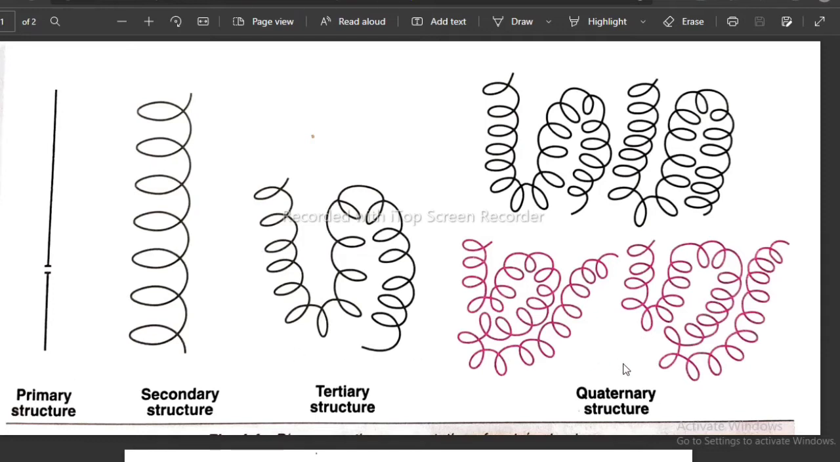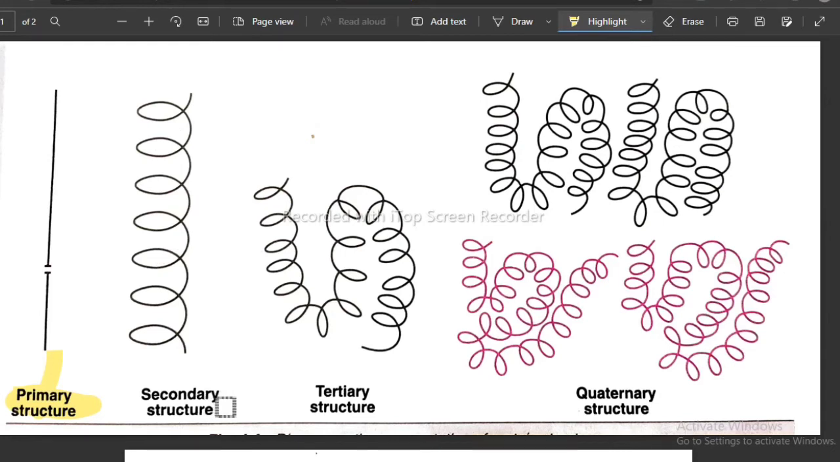So let's see the very first structure. As you can see, these are the structures of protein. First is the primary structure, that is the linear structure. It is also called the linear sequence of amino acid residues in a polypeptide chain. So this is the primary structure of protein. Bonds जो है इसमें that are responsible for the maintenance of primary structure, mainly peptide bond and disulfide bond. So this is the primary structure of protein.